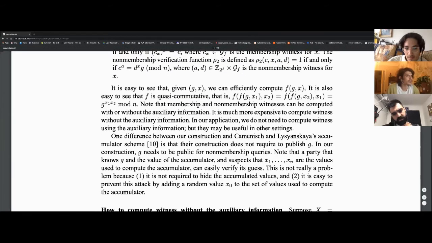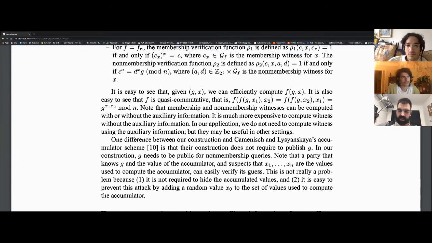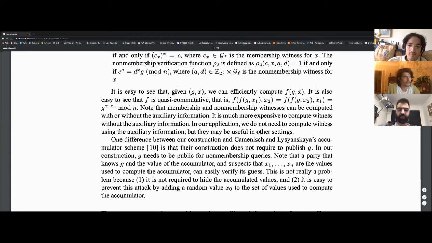I mean, it is also easy to see that f is quasi-commutative, because the product is commutative, right? Yeah, but it seems like don't I have to put... Okay, no, I see what you're saying. Right, because here you get g to the x1, and here you get this, and you do to the x2, so you get the product. Okay, and you're saying, yeah, it's fine. Yeah, cool.